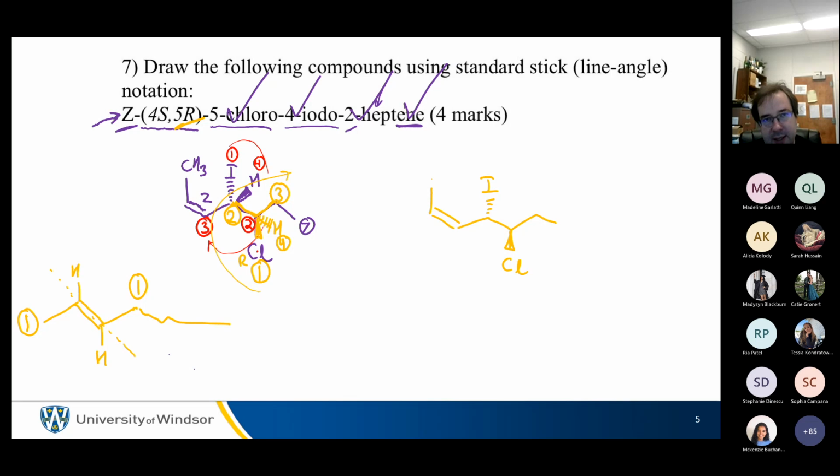But I didn't say E, I said Z. So that's wrong. I can fix it really quickly by making it the same. So now the ones are on the same side of the double bond. The two heaviest things on each of the carbons on the double bond are on the same side.